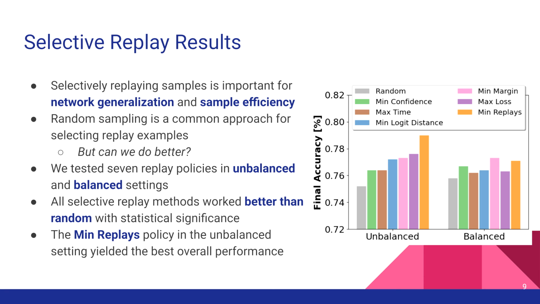Thus, we tested 7 unique replay policies in what we call unbalanced and balanced settings. In the unbalanced setting, we use the raw network scores to select samples, and in the balanced setting, we additionally ensure that samples across previous tasks are balanced. We found that the unbalanced setting worked much better than the balanced setting, and all of the methods we evaluated performed better than the random baseline with statistical significance testing. One interesting finding is that the min replay strategy, which replays samples that haven't been replayed in a while, yields nearly a 5% performance boost over just randomly selecting replay samples.